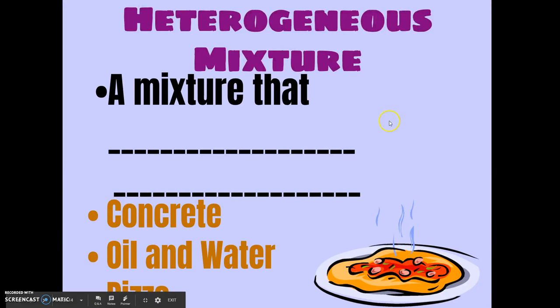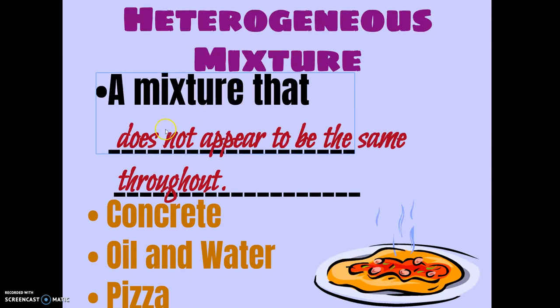Now there are two main types of mixtures. There's heterogeneous mixture and there's homogeneous mixture. So let's look at the root word. Hetero means different, so we see different phases. So a mixture that does not appear to be the same throughout is a heterogeneous mixture. We can see the different parts.